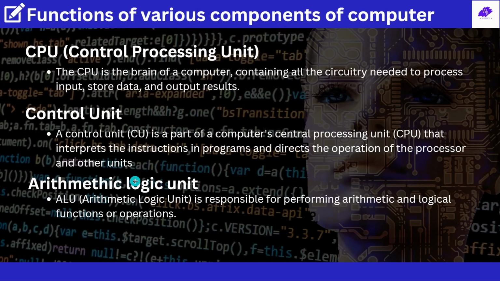The arithmetic logical unit, ALU, is responsible for performing arithmetic and logical functions or operations. So the ALU is a circuitry which is used for arithmetic or logical operations. The arithmetic operations include subtraction, division, multiplication, and all the basic arithmetic operations. And the logical functions include Boolean type functions, whether something is true or false.